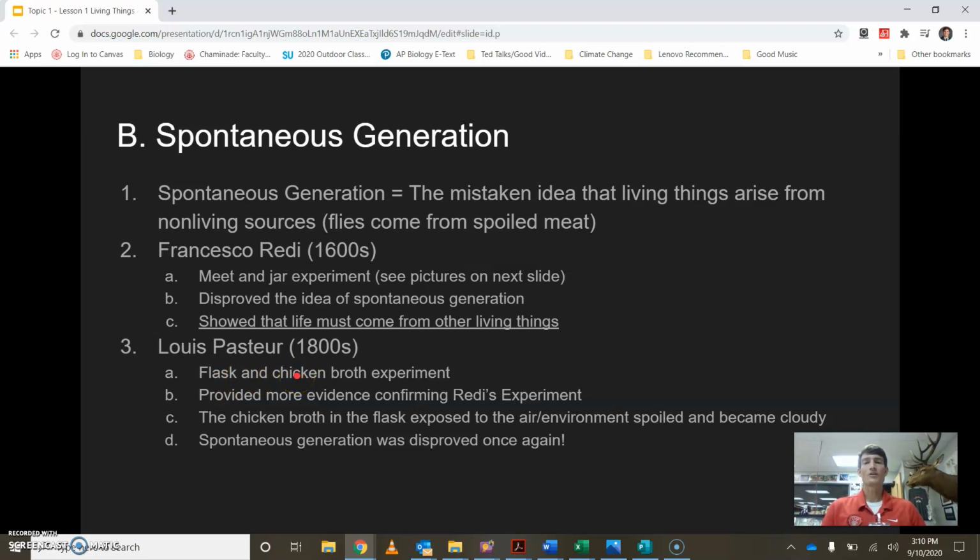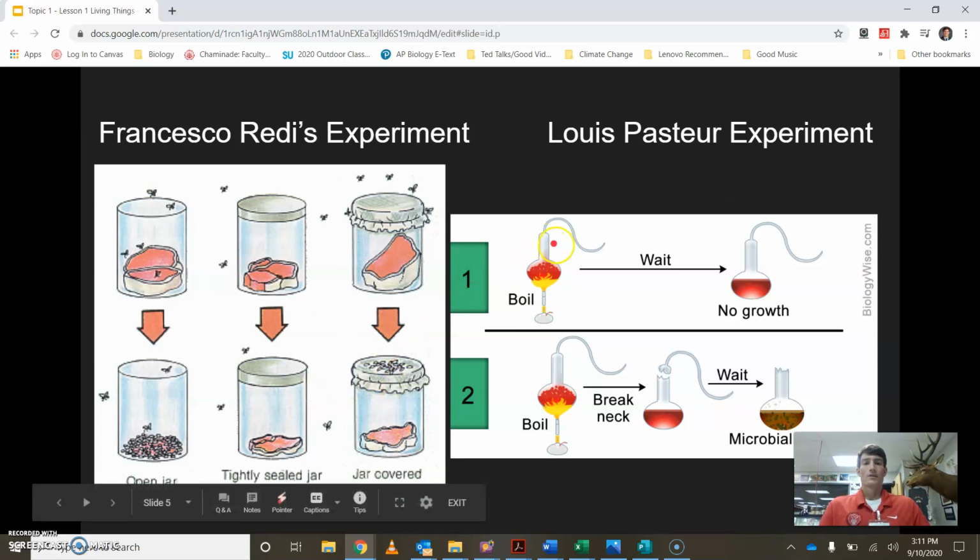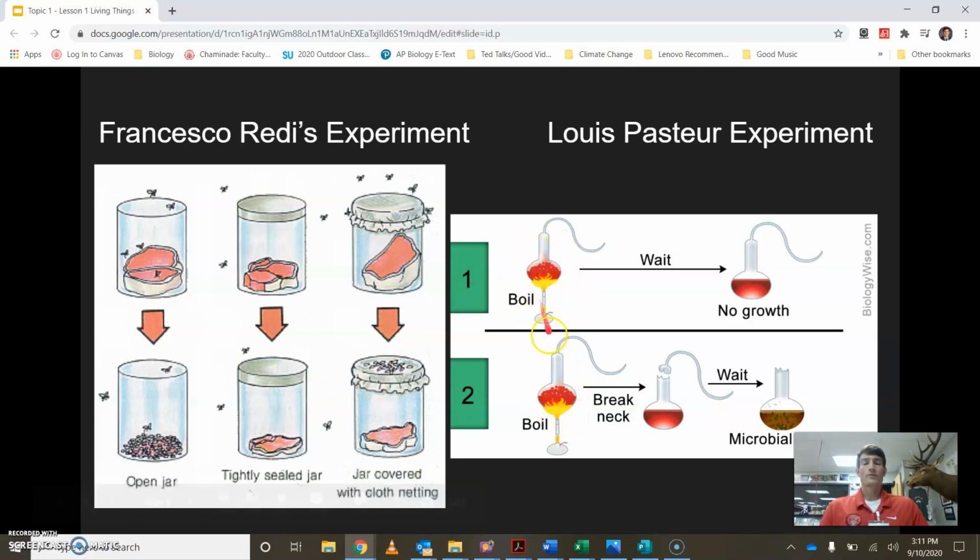And a lot of these things had to do with some technological advances as well, guys, for the time. He used different special flasks that he had made, as well as chicken broth, and he performed an experiment where he had two different flasks. He boiled both of the containers that were full of chicken broth and waited for them to cool down.